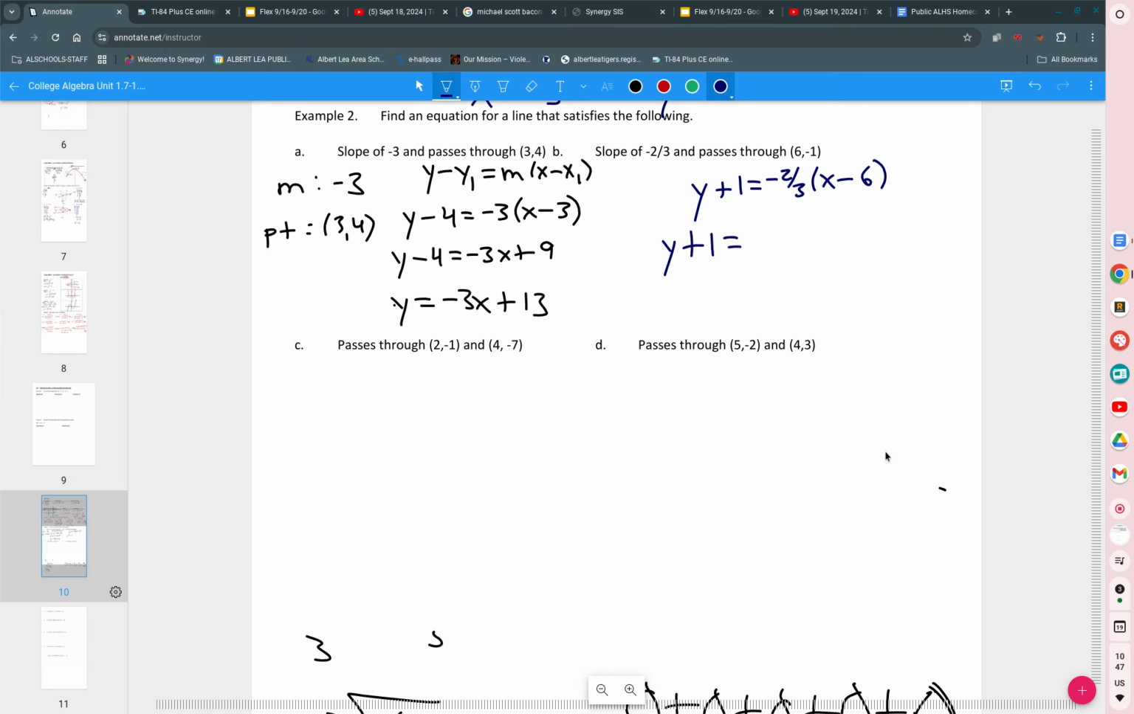Let's remember, what do you do with the fractions? We're going to distribute that -2/3 to be a -2/3 x. Then when you distribute -2/3 to -6, we multiply the top, we divide by the bottom. So -2 times -6 is 12, divided by 3 is 4. Go ahead and subtract that 1, we get -2/3 x plus 3.